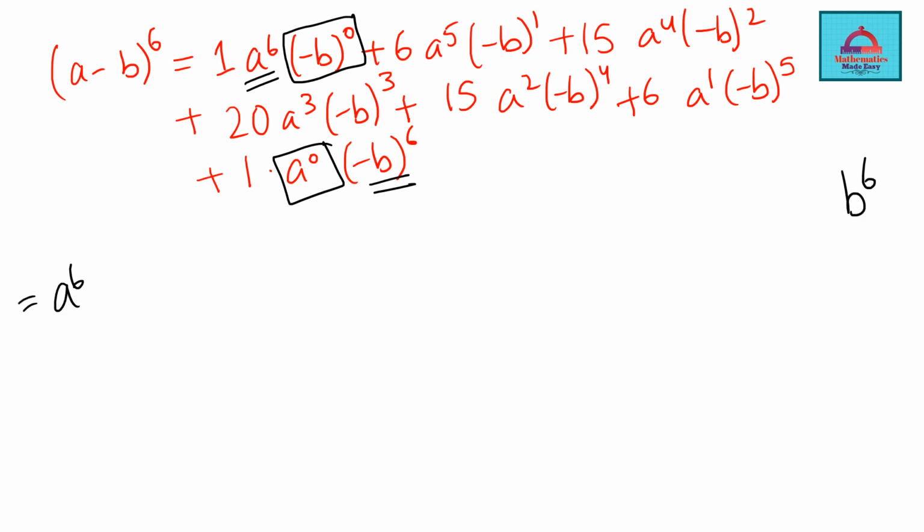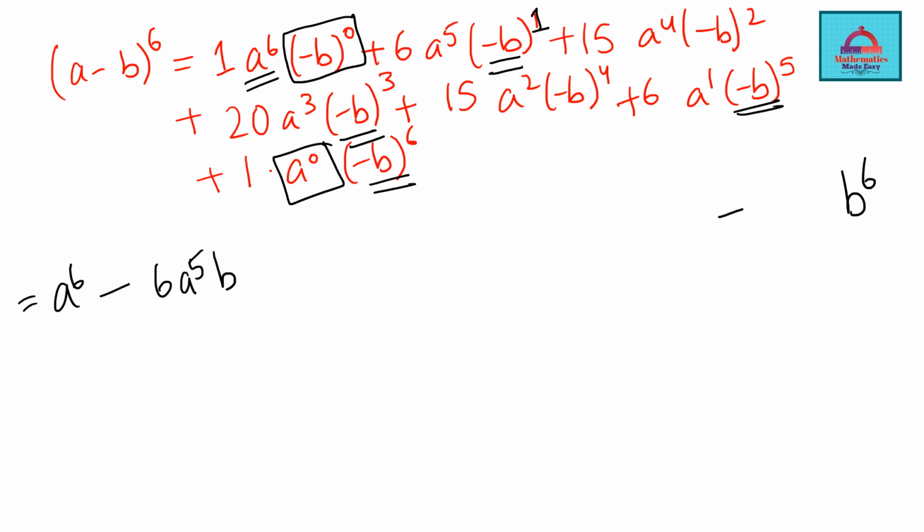So first and last is done. Now, whenever there is a negative sign and an odd power like this, and like this, the result will be negative. So the next term is going to be negative here, and similarly the term before this is going to be negative. So this is going to be 6 a to the power 5 b.